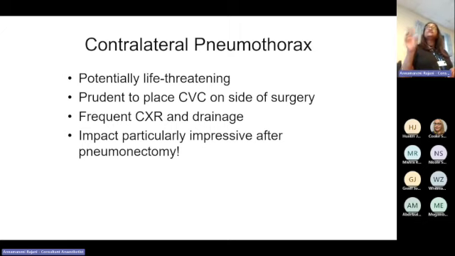And this particular thing, if you were to have a pneumothorax on your non-operated lung, is even more impressive if you've had a pneumonectomy.